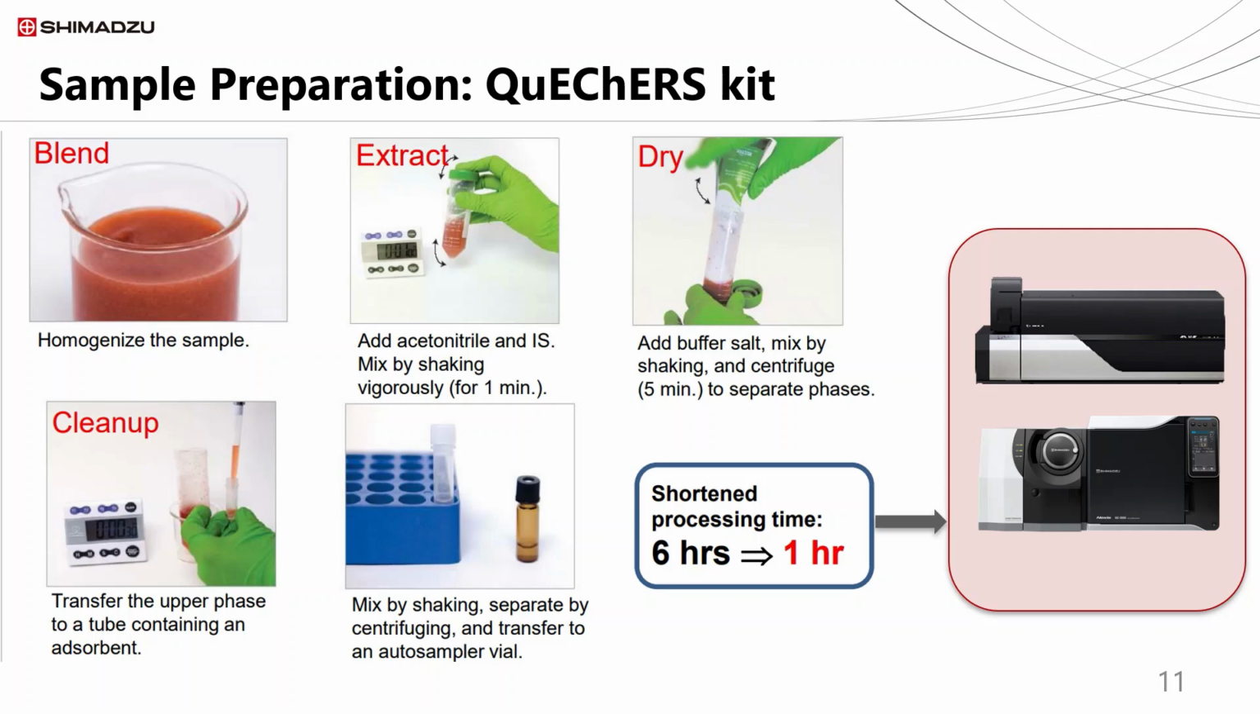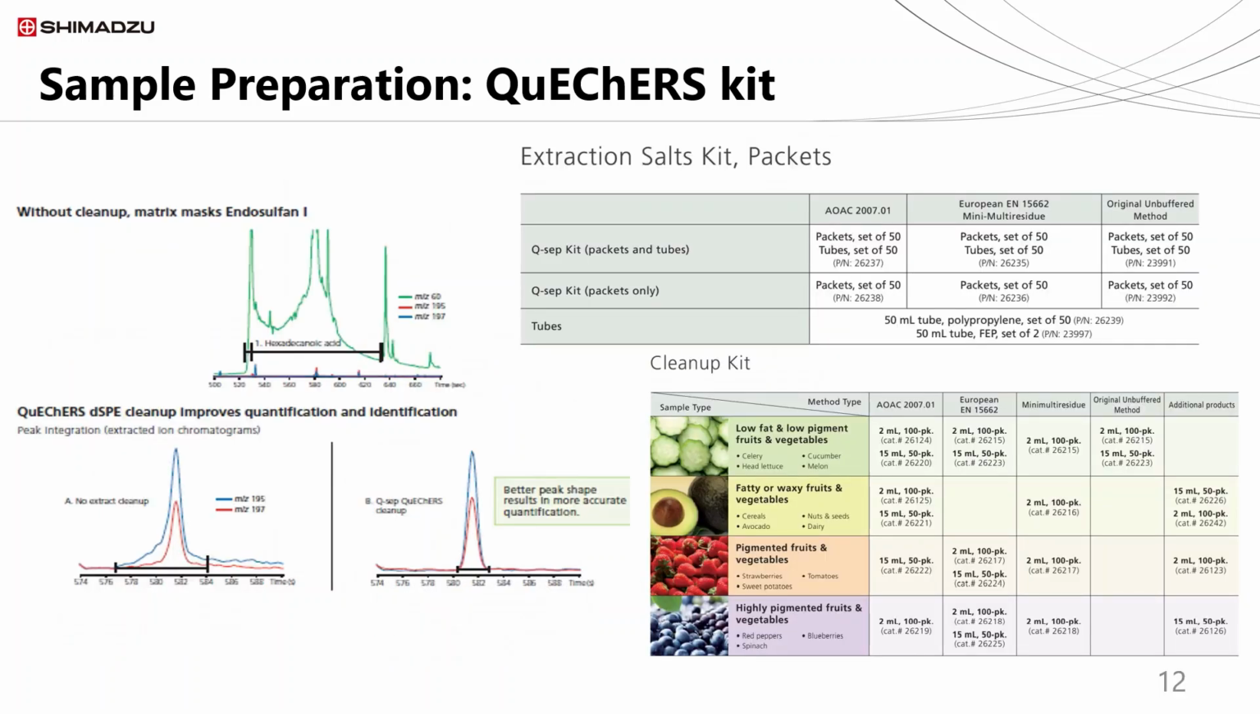The better sample preparation not only improves the quality of analysis but also reduces contamination in MS system. That also reduces the frequent breakdown of the system. The effectiveness of QuEChERS cleanup can be seen by comparing all these chromatograms. We can see the endosulfan peak is completely masked by matrix interferences. After cleanup, we can see there is a drastic reduction in matrix interferences, as well as there is a good improvement in peak shape as well.